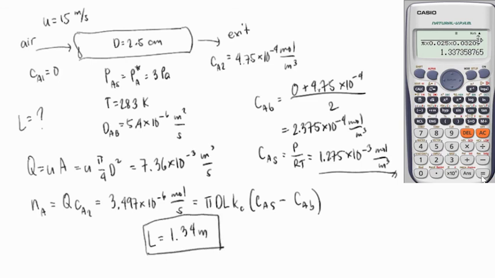Our interpretation is, if the length of your naphthalene tube is 1.34 meters, and you have fresh air flowing at 15 meters per second inside of the pipe, as soon as it exits, the concentration of naphthalene will be 4.75 times 10 raised to negative 4 moles per cubic meter. Okay? These calculations for the convective mass transfer coefficient as well as the rate of mass transfer are very important in some real-life applications such as humidification, air conditioning, drug delivery, controlled release of substances, and so forth.